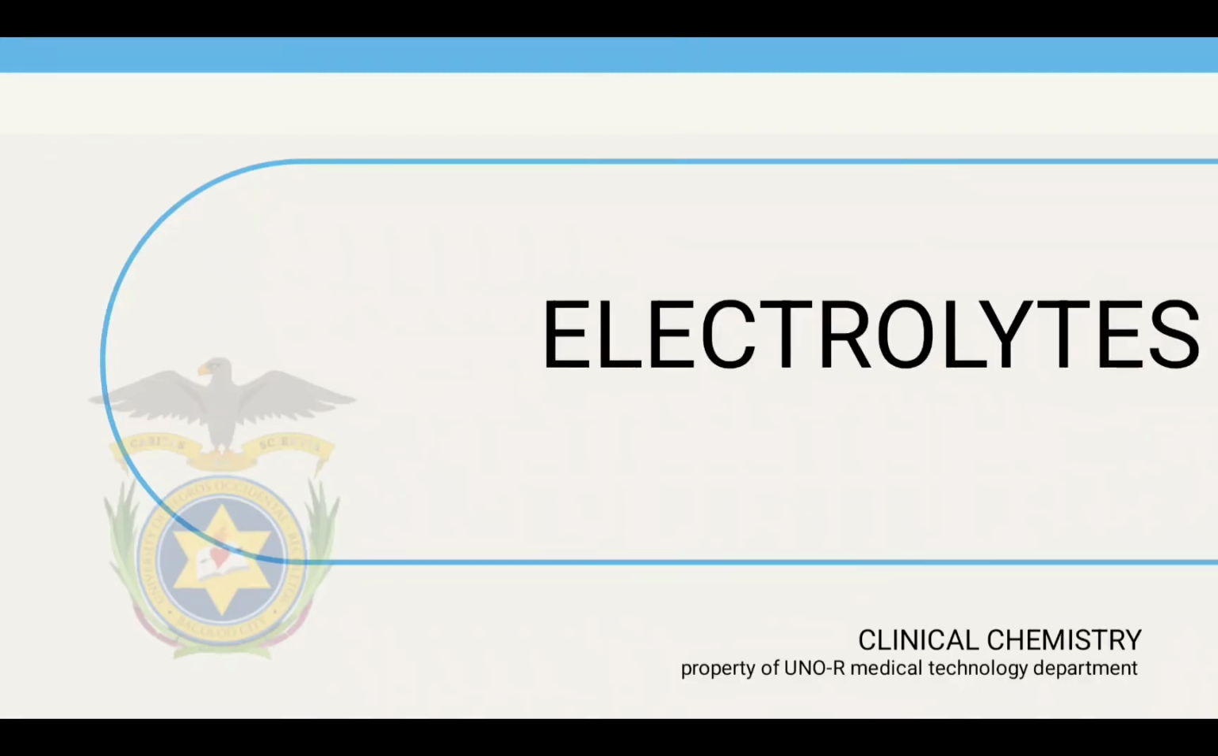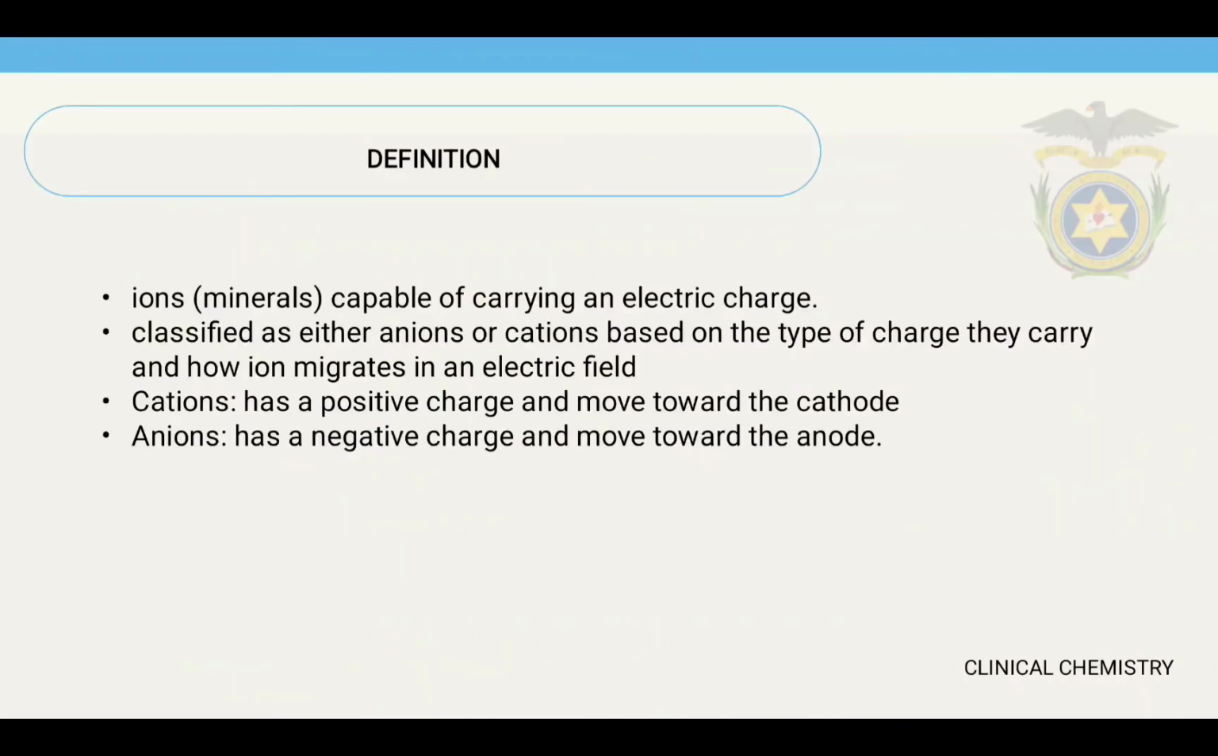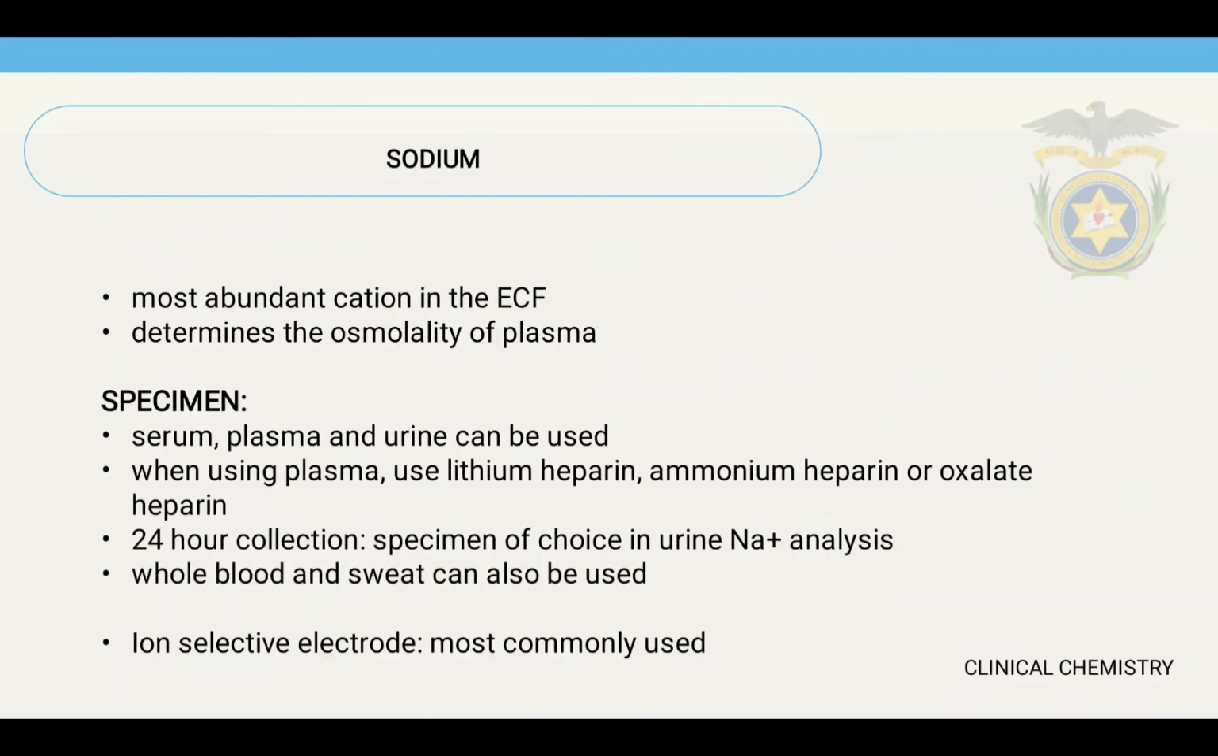The next topic for today is your electrolytes. So a brief definition of what electrolytes are. Electrolytes are ions or minerals capable of carrying an electric charge, classified as either anions or cations depending on the type of charge that they carry and how each ion migrates in an electric field. Your cations have a positive charge and move toward the cathode, while your anions have a negative charge and move towards the anode.